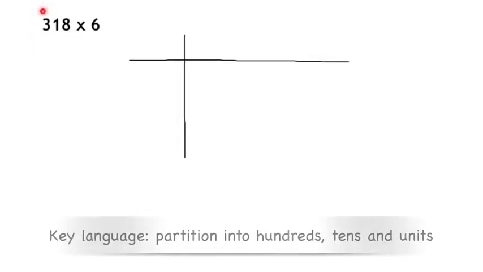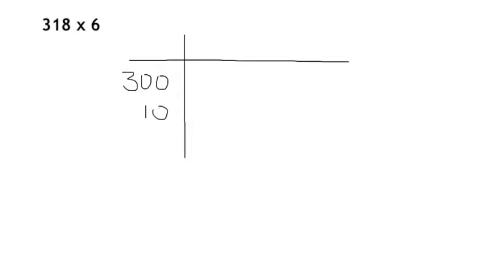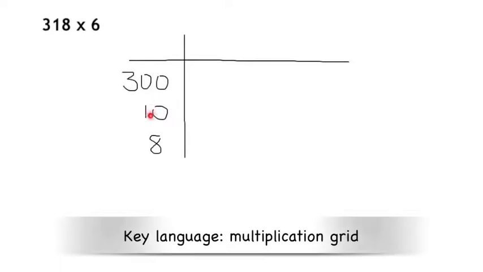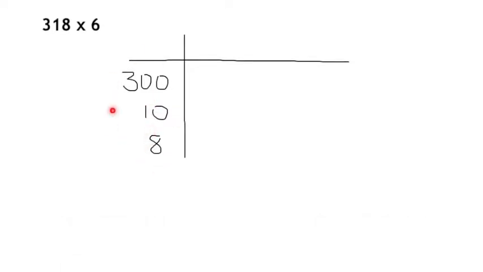318 multiplied by 6. We start with the larger number. I partition 318 into hundreds, tens and units. 318 is the same as 300 plus 10 plus 8. I write the numbers out under one another to create my multiplication grid. I need to multiply all of the numbers by 6.